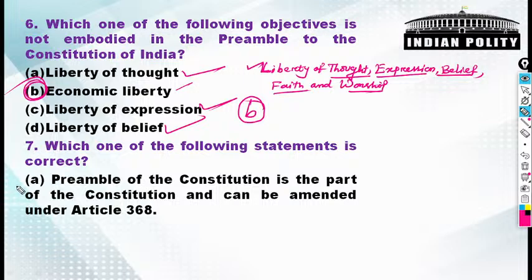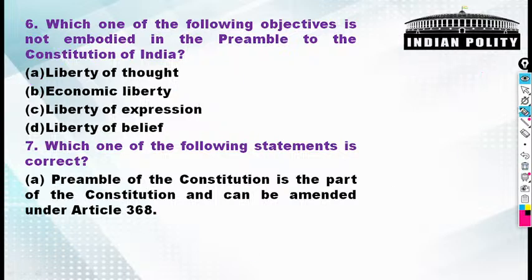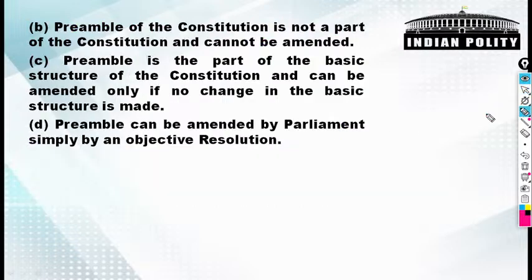7. Which one of the following statements is correct? The preamble of the Constitution is part of the Constitution, can be amended under Article 360. Partially correct. This statement is partially correct, so it is not the full answer. The preamble of the Constitution is not a part, it is incorrect. The preamble is part of the basic structure that can be amended only if no change of the basic structure is made. Yes, that is the correct answer.